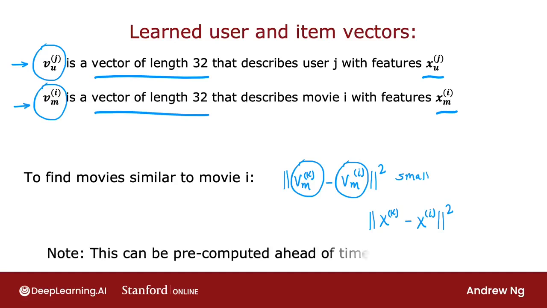One final note, this can be pre-computed ahead of time. And by that I mean, you can run a compute server overnight to go through the list of all your movies and for every movie, find the similar movies to it, so that tomorrow, if a user comes to the website and they're browsing a specific movie, you can already have pre-computed the 10 or 20 most similar movies to show to the user at that time. The fact that you can pre-compute ahead of time what's similar to a given movie will turn out to be important later when we talk about scaling up this approach to a very large catalog of movies.